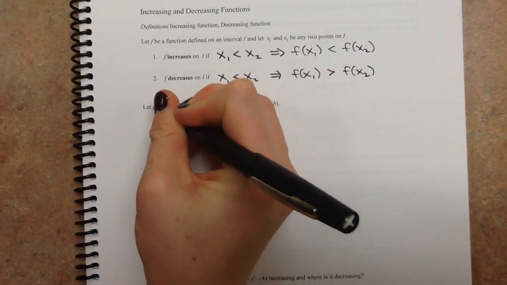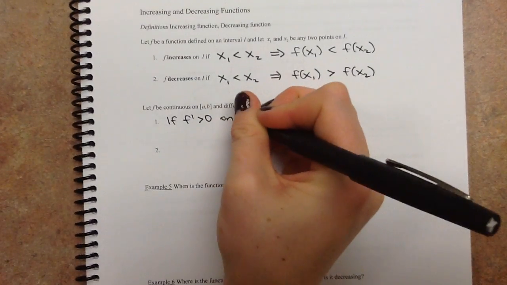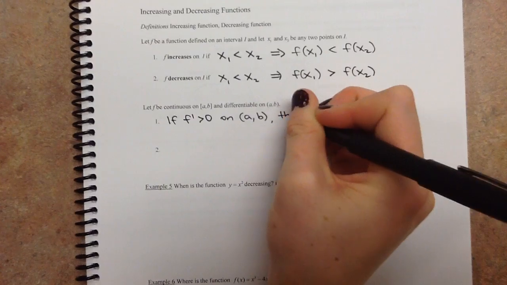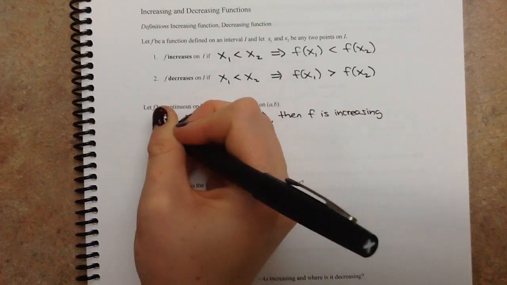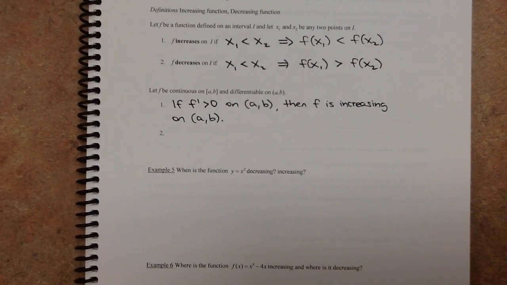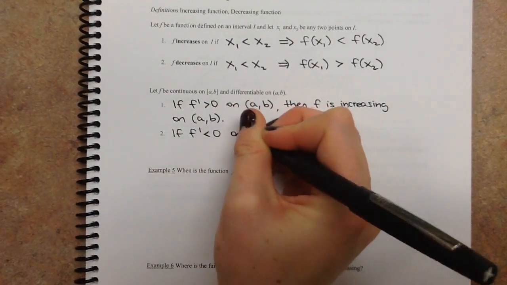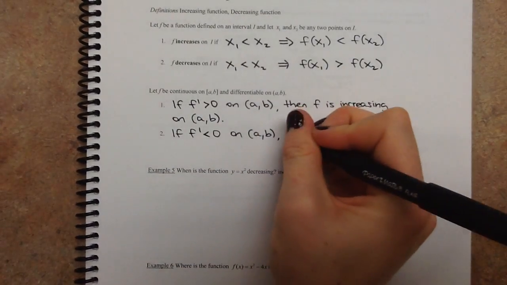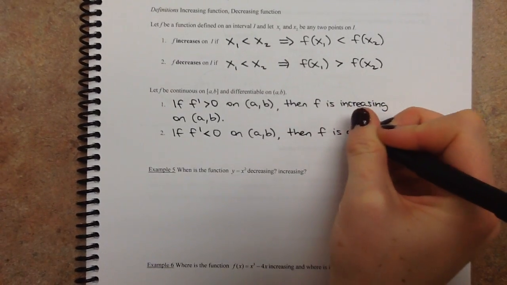So we can say if f prime is positive on a certain interval, then f is increasing. Okay, so on any interval, if you can find an interval where the derivative is positive, that means that your function is increasing on that interval. And we actually have talked about that a little bit before. And then switch things up a little bit. If your derivative is negative on an interval, that means that f is decreasing on that interval.